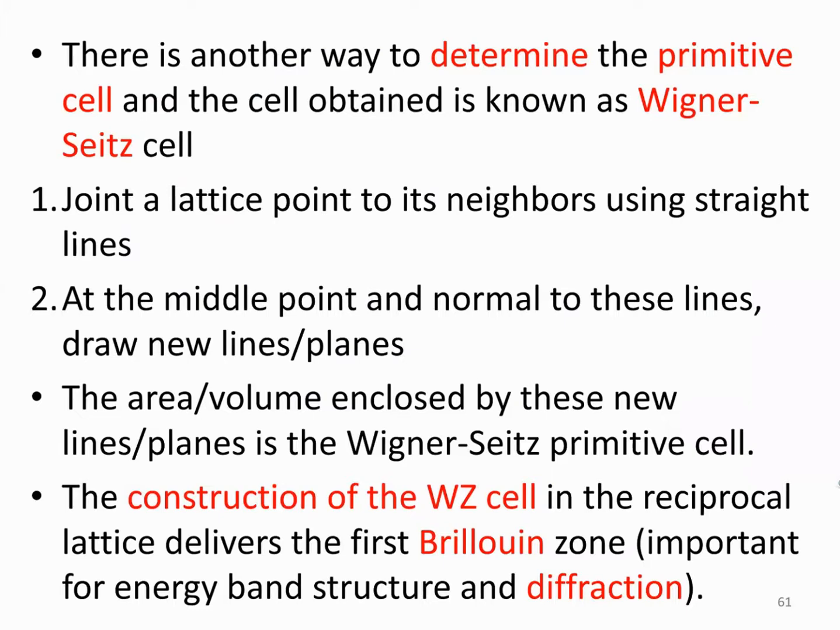So why is the construction of the Wigner-Seitz cell important? Because when you construct the Wigner-Seitz cell in the real lattice, then you get a Wigner-Seitz cell. But if you use the same method to construct it in the reciprocal lattice, then you will get the Brillouin zone. And this Brillouin zone is very important in the energy band structure. Okay, I think there is a lot of information in this statement. First, reciprocal. Second, Brillouin zone. Third, diffraction. Fourth, band structure.